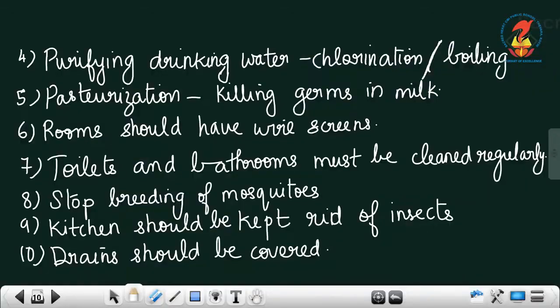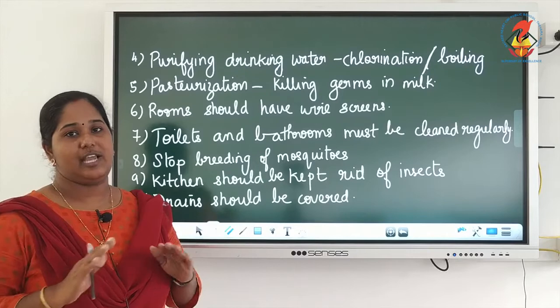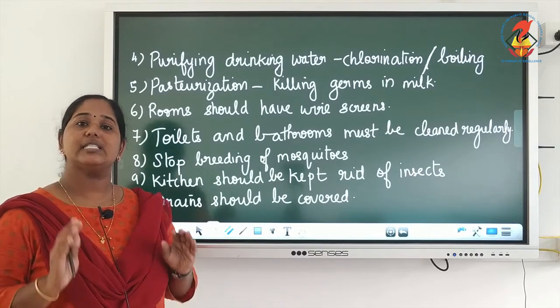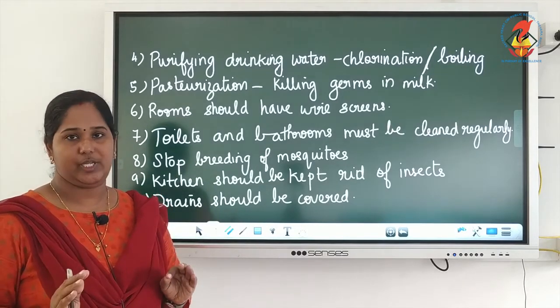Next one, the kitchen should be kept rid of insects, because the kitchen is the place where you cook food and food should always be kept neat. So, if there is any chance for insects or flies to breed, just avoid it so that your food is fresh and good to eat.